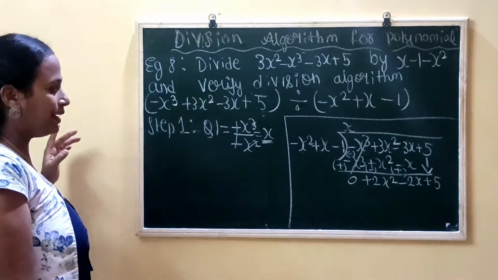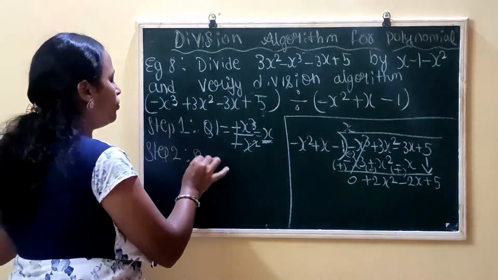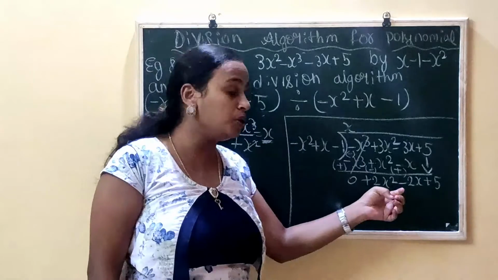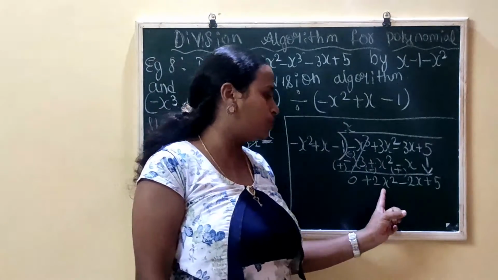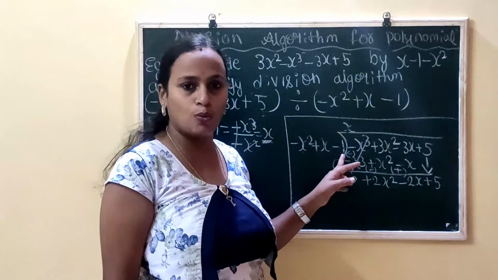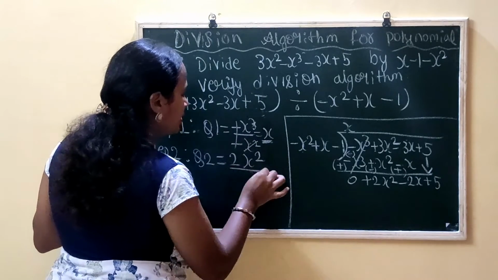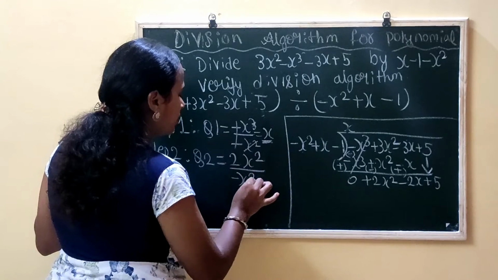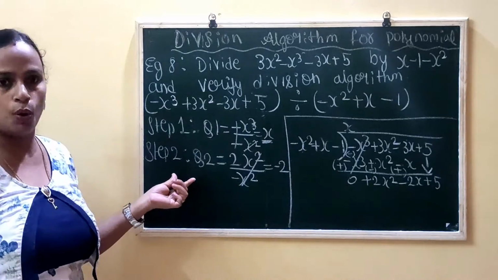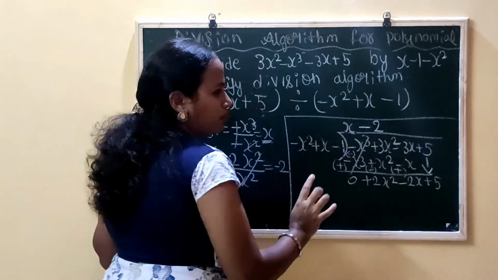Okay. Now next step, step 2, is to obtain quotient 2. So how do we obtain quotient 2? Quotient 2 is equal to the highest degree term in the new dividend, which is 2x square minus 2x plus 5, divided by the highest degree term in the divisor. So the highest degree term in the new dividend is 2x square, and in the divisor it is minus x square. So x square and x square is gone. You are left with minus 2. So minus 2 will be quotient 2. So now proceed.